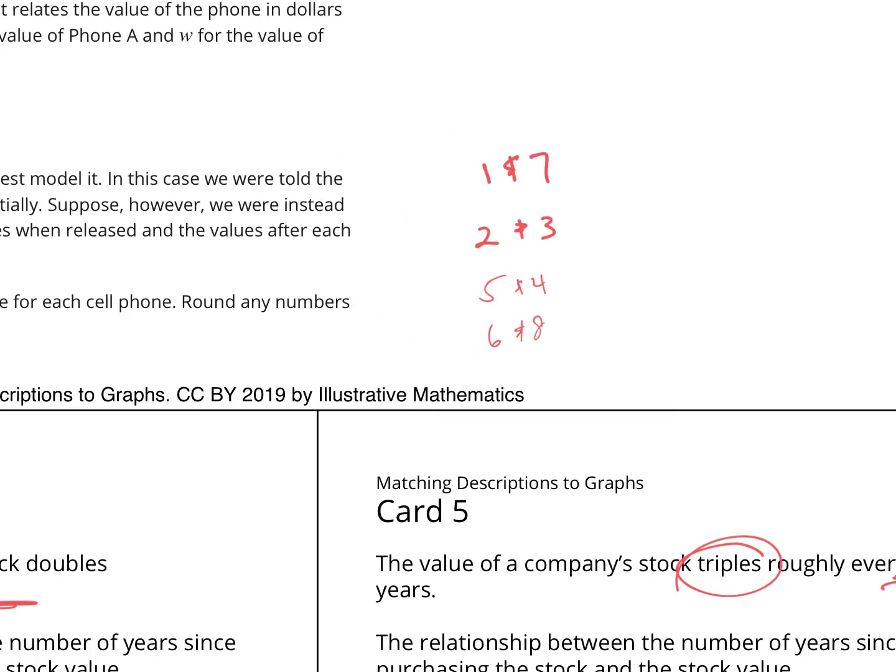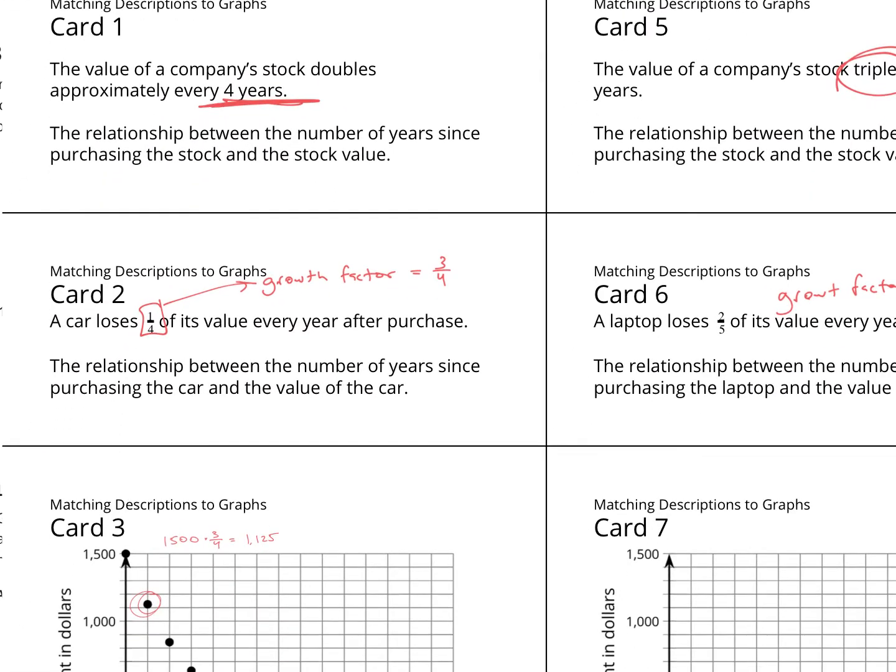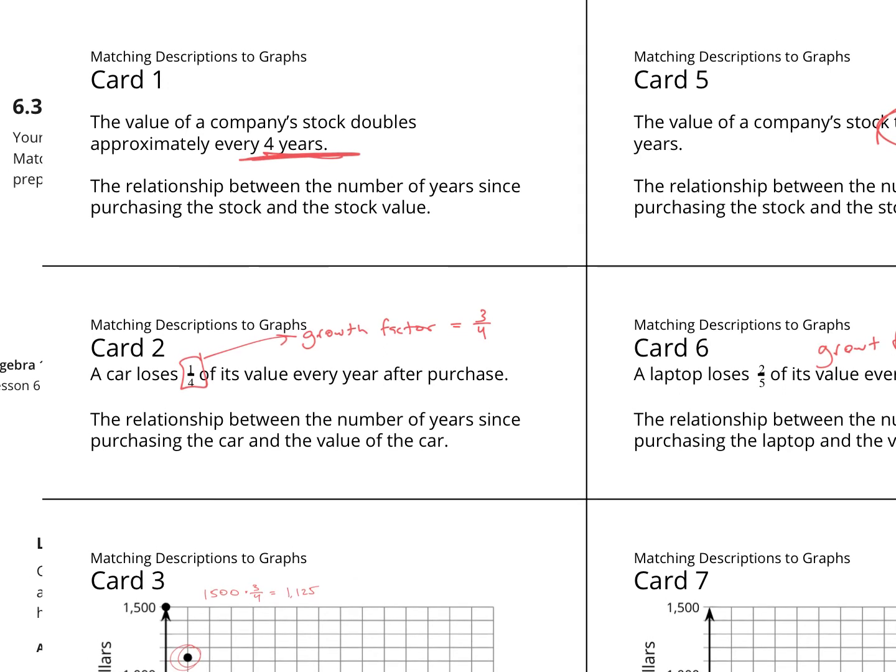So the key things to remember here is that for those exponential decay problems, making sure that you're identifying the correct growth factor. The growth factor is always going to be the value that remains, not what it loses. So if you see that term loses, that's not going to be your growth factor. You're going to have to do an extra step to figure out the growth factor.